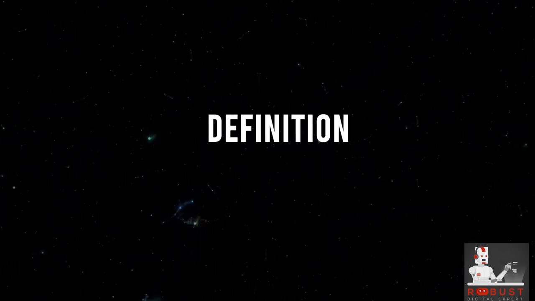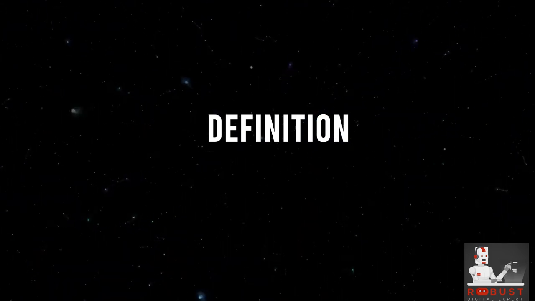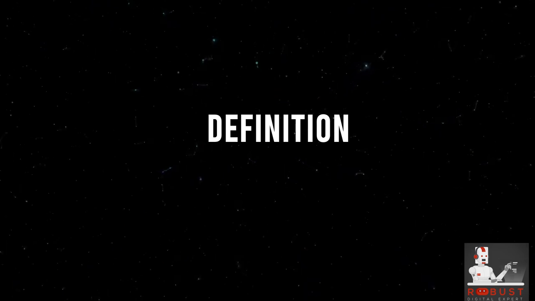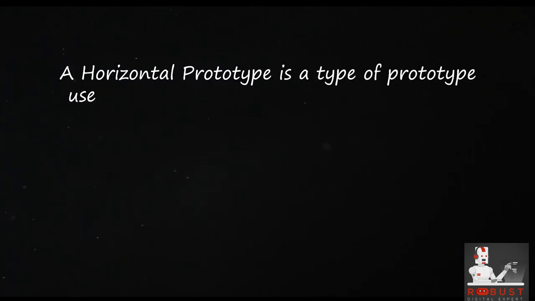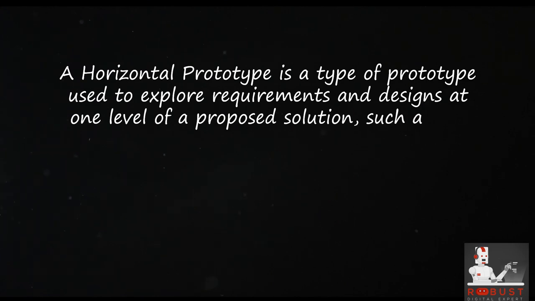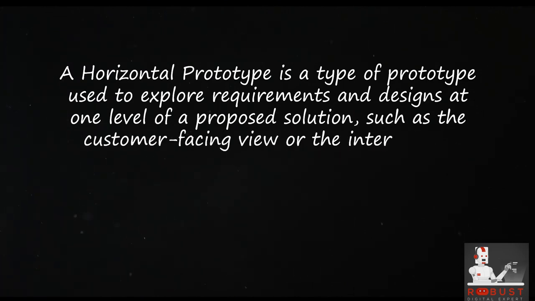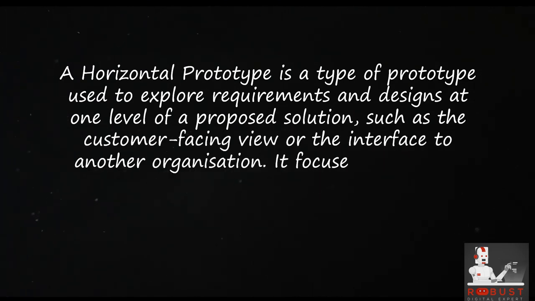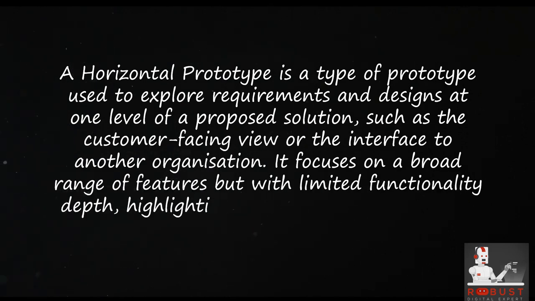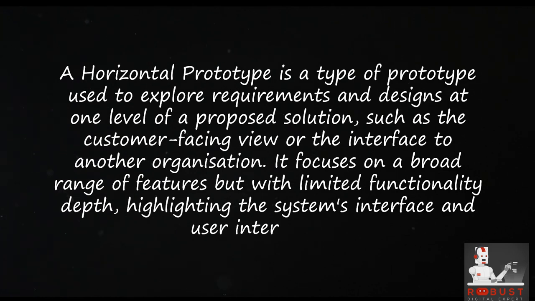Definition. A horizontal prototype is a type of prototype used to explore requirements and designs at one level of a proposed solution, such as the customer-facing view or the interface to another organization. It focuses on a broad range of features but with limited functionality depth, highlighting the system's interface and user interactions.